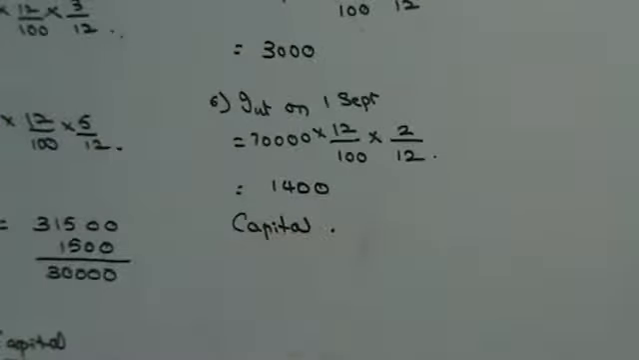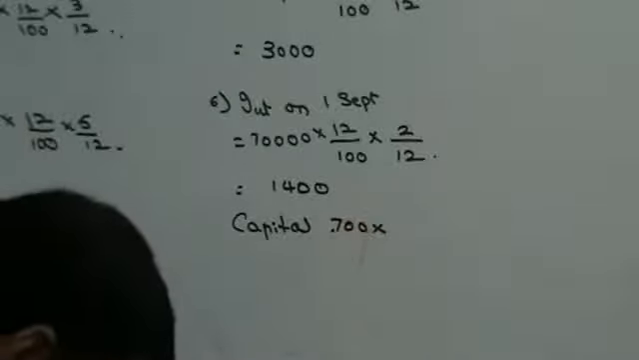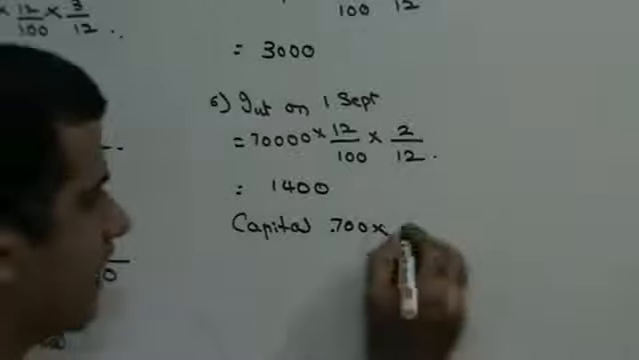Let's find out the capital value here. Guys, I'm buying 70,000 worth debentures. That means I'm buying 700 debentures. At what price am I buying the debentures? They are saying at 98.